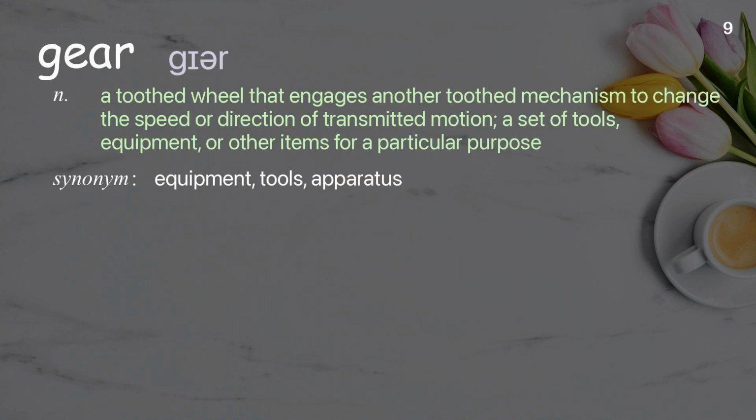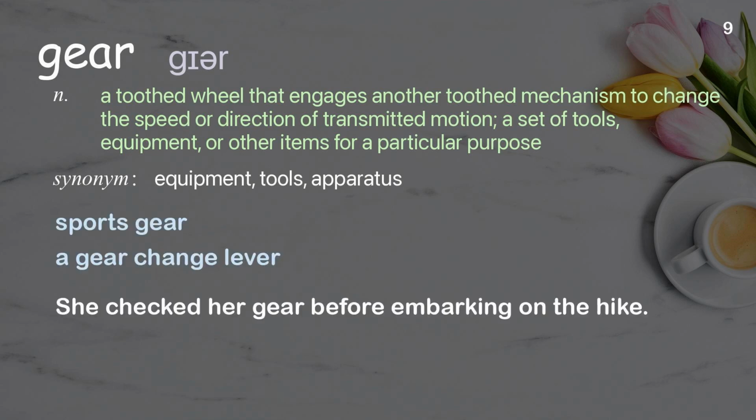Gear. A toothed wheel that engages another toothed mechanism to change the speed or direction of transmitted motion; a set of tools, equipment, or other items for a particular purpose. Examples: Sports gear. A gear change lever. She checked her gear before embarking on the hike.